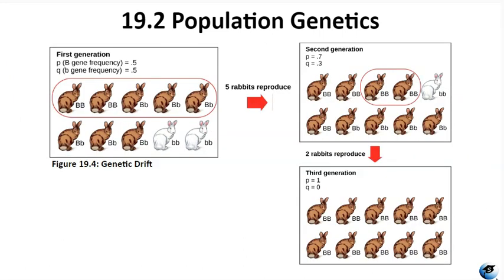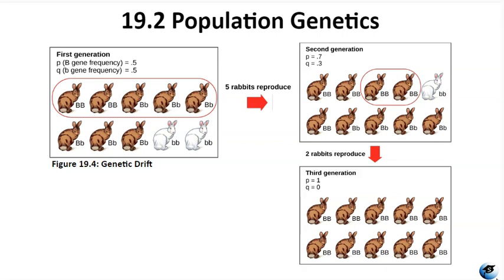Figure 19.4 shows how genetic drift in a population can lead to eliminating an allele from a population by chance. In this example, rabbits with brown coat color, allele big B, are dominant over rabbits with white coat color, allele little b. In the first generation, the 2 alleles occur with equal frequency in the population, resulting in a P and Q value of 0.5 each.